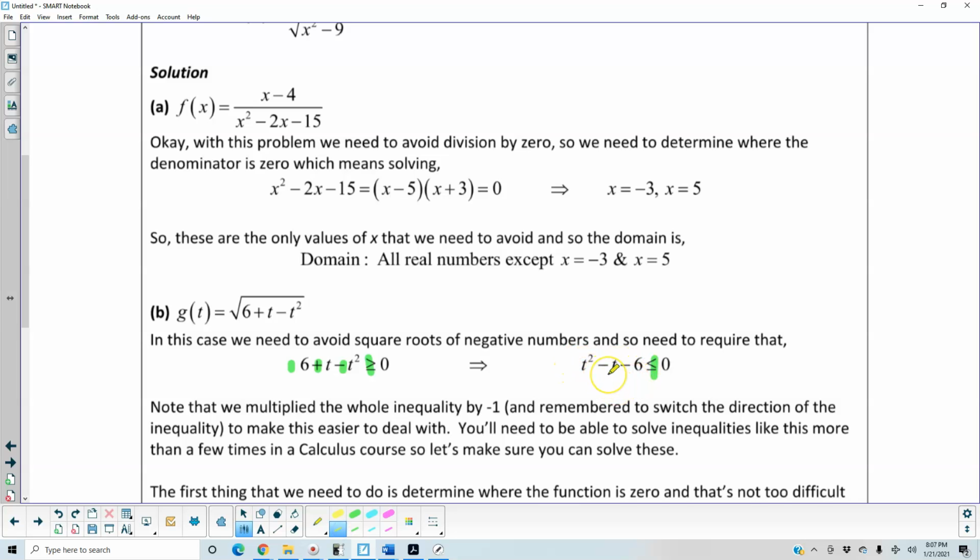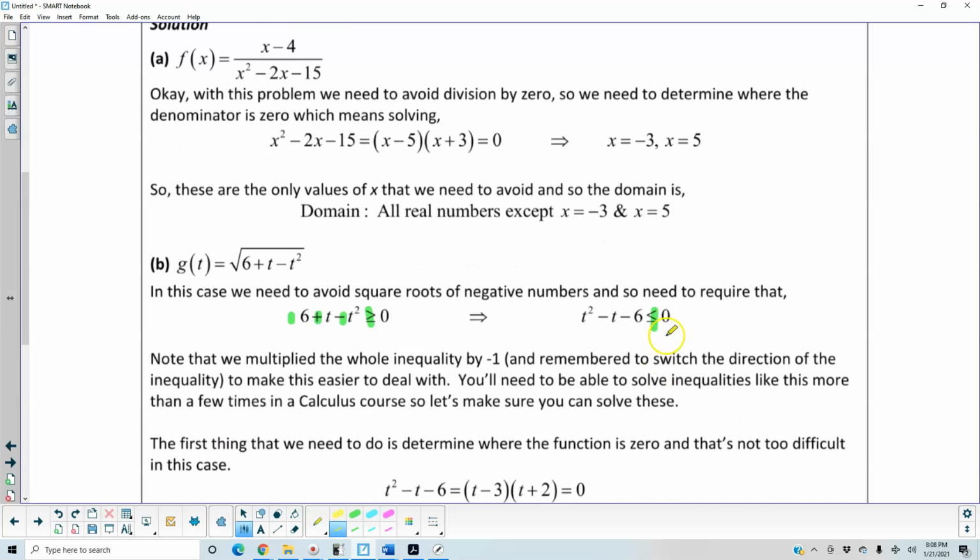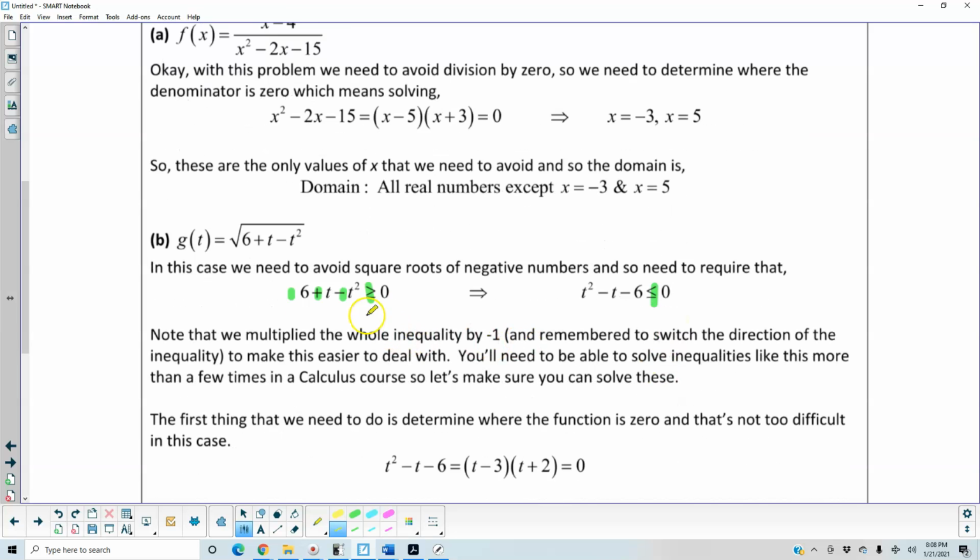So now we have t squared minus t minus 6 is less than or equal to 0. Now what did we do to do that? Well, we multiplied the whole inequality by negative 1. And remember to switch the direction of the inequality when you multiply by a negative, to make this easier to deal with. You'll need to be able to solve inequalities like this more than a few times in a calculus course, so let's make sure you can solve these.